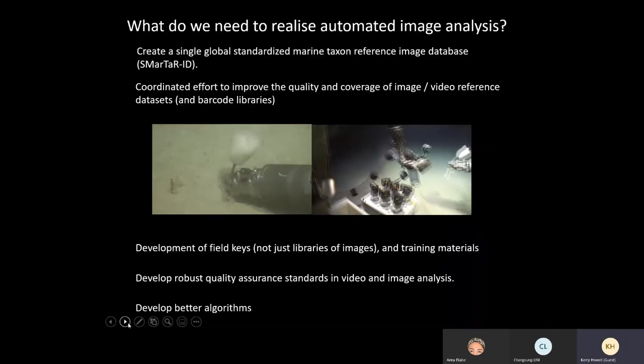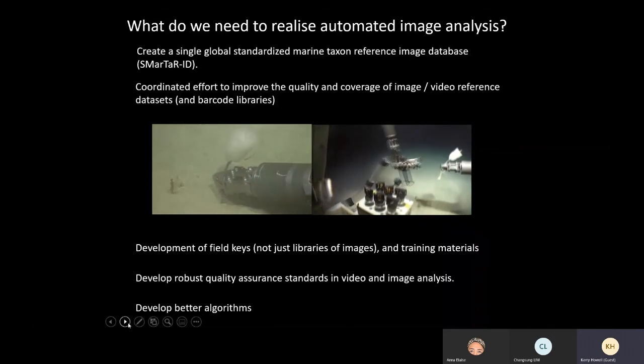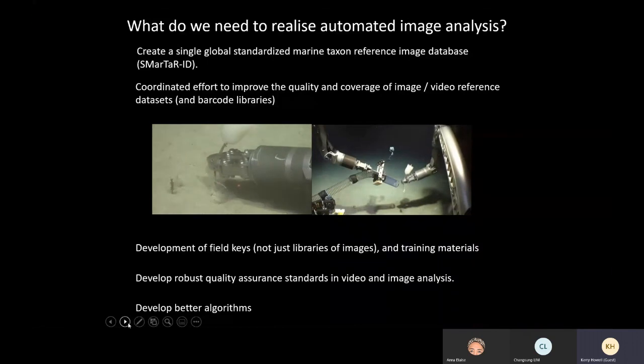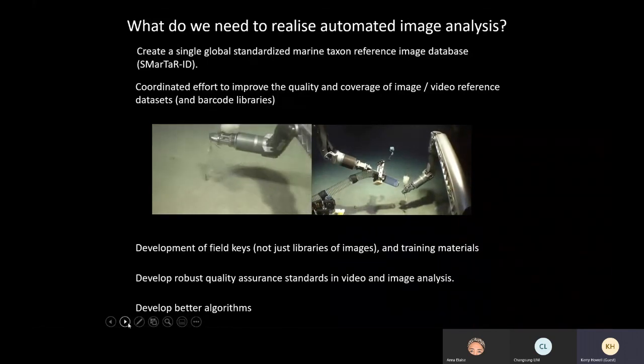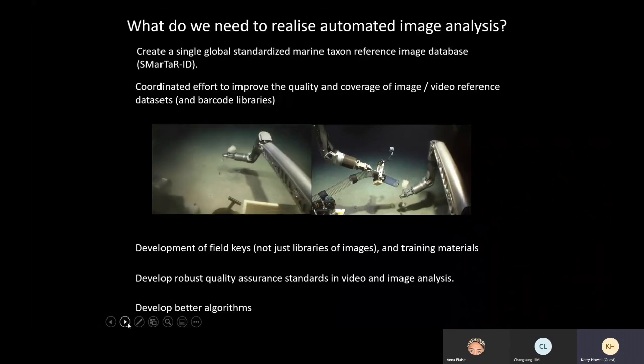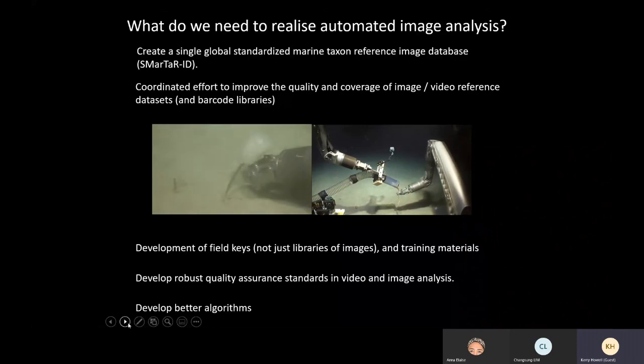And then finally, all of that will give you decent data sets with which to train AI and CV. But actually, we know the off-the-shelf algorithms only do so well. So we still need to develop some better algorithms if we want to be able to apply this to more and more taxa. And I'll finish there.